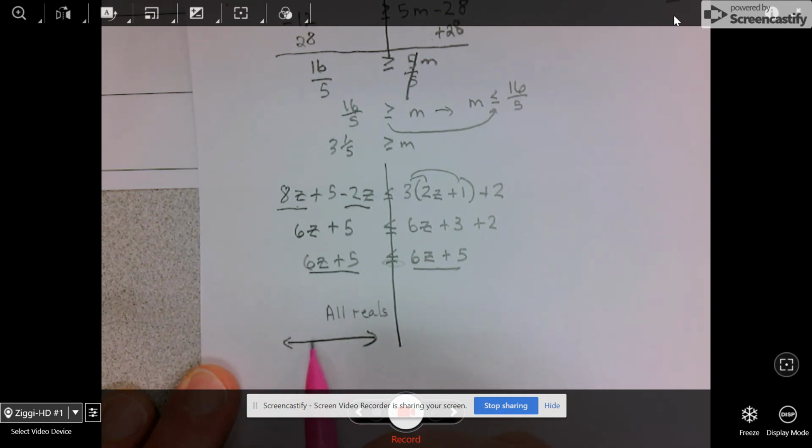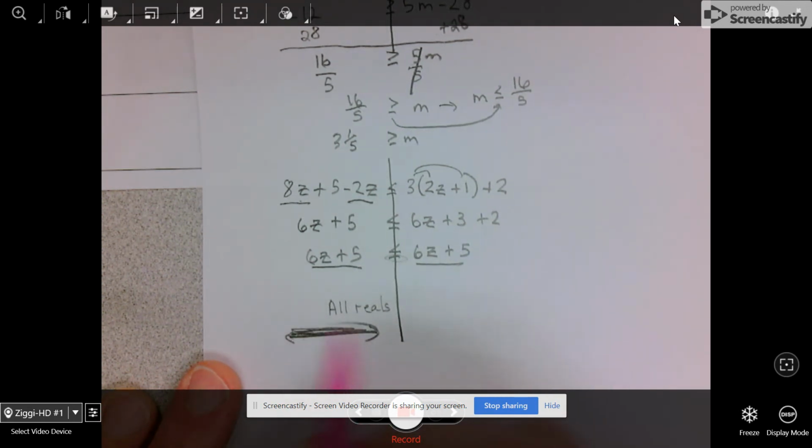This is a warm-up problem that we'll do, but if you want to be ahead of the game, you can start it right now.